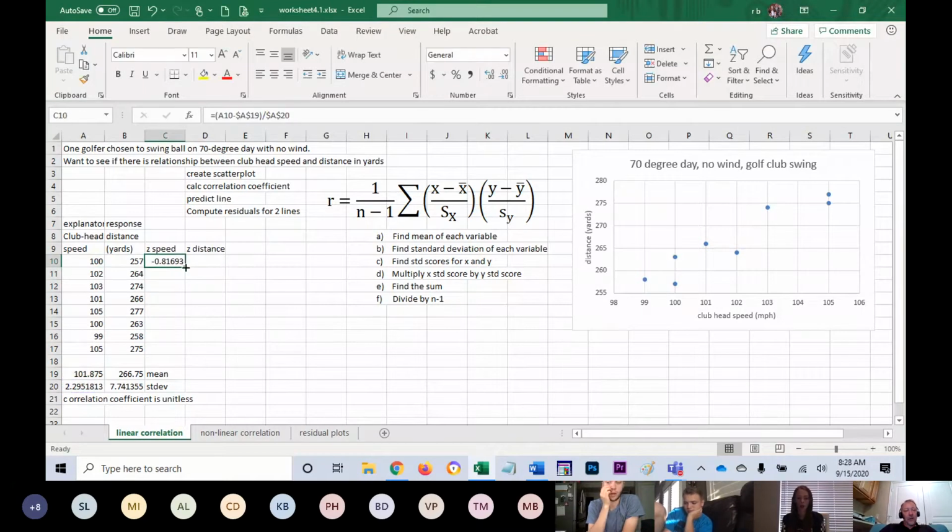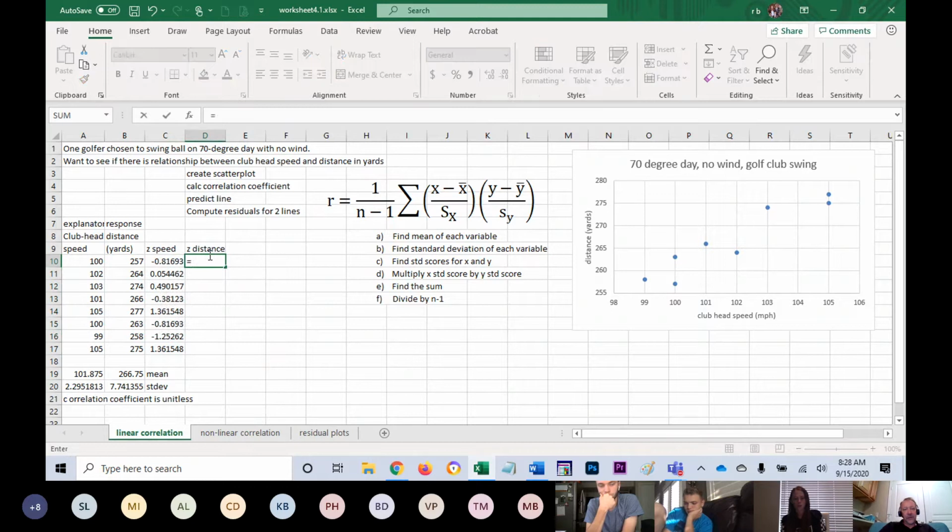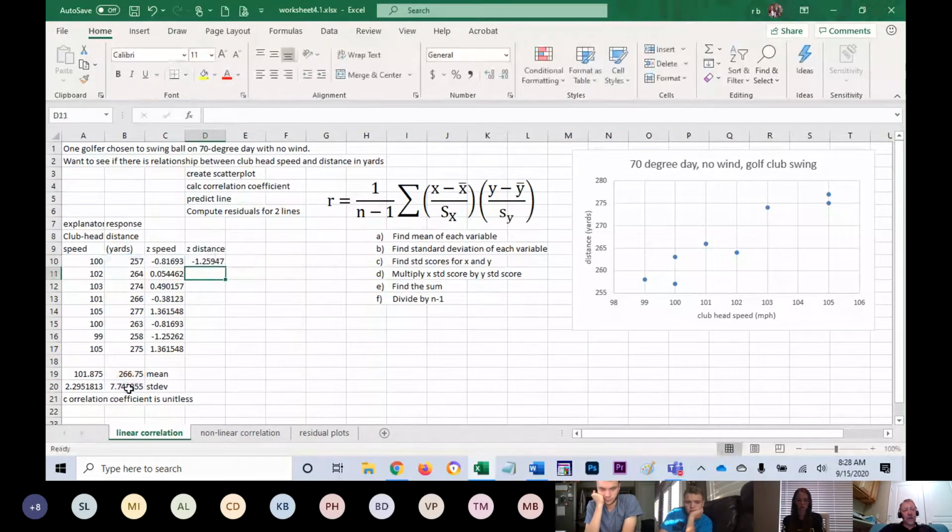All right, so I'm going to copy that down. Now I'm going to do the same thing for the distance. I'm going to take the data minus the mean, close my parenthesis, and divide by the standard deviation. Okay. And I'm going to copy that down. I copied one too many there. Okay. So I found the z-score for the x's. I found the z-score for the y's.